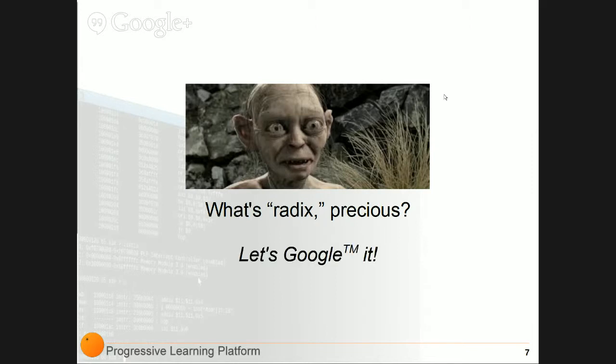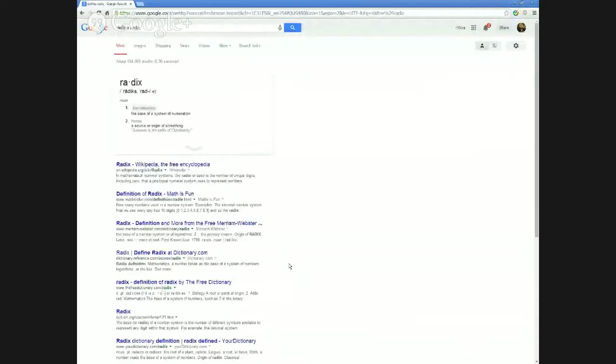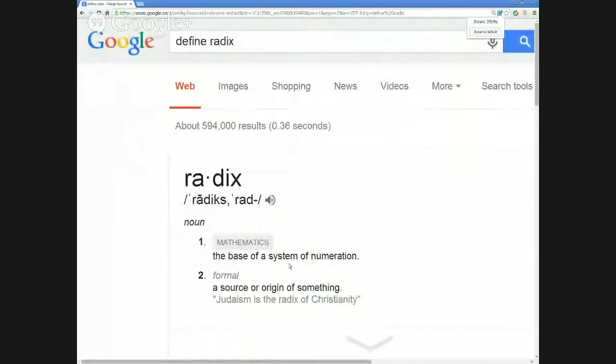I always like to Google things and see what it thinks about what we think we know. Let's see what Google thinks about radix. Google? You didn't name this last week. Good job, Google. Radix: the base of a system of numeration. That's not really helpful. A source or origin of something. Judaism is the radix of Christianity. Okay.